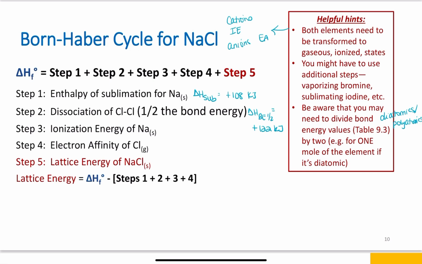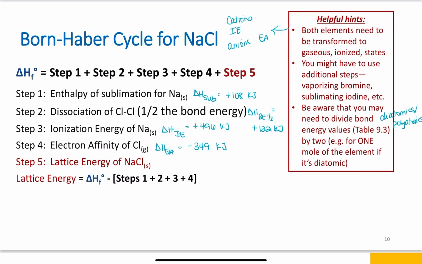How much energy is involved in ionizing sodium? How much energy do I have to pay that sodium atom to take away one of its electrons in its gaseous phase? Ionization energy here, positive 496 kilojoules. Electron affinity of Cl, gas. How much energy does it take, or will chlorine pay me to give it an electron in the gaseous phase? Chlorine will pay me 349 kilojoules.